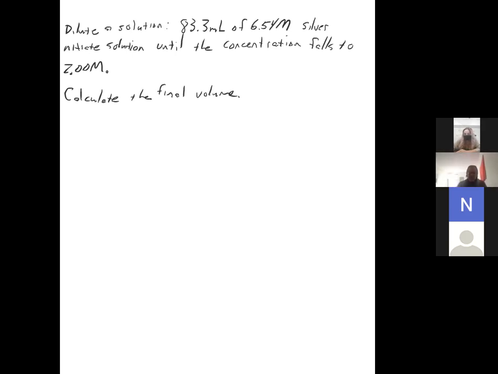Okay, so we're gonna dilute a solution. So let me draw a little picture. I find it helpful for me when I do these problems to draw a little picture, just so you kind of see what's happening. We have a solution already. Here's the solution that we have. We have 83.3 milliliters.